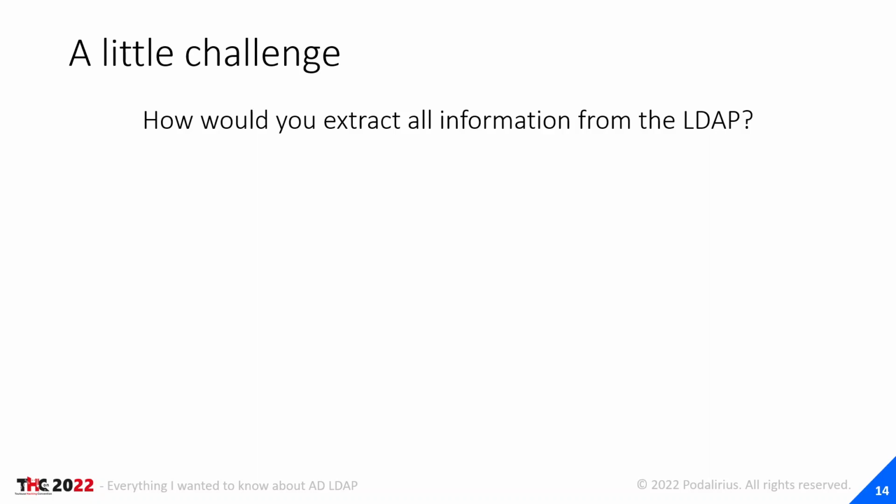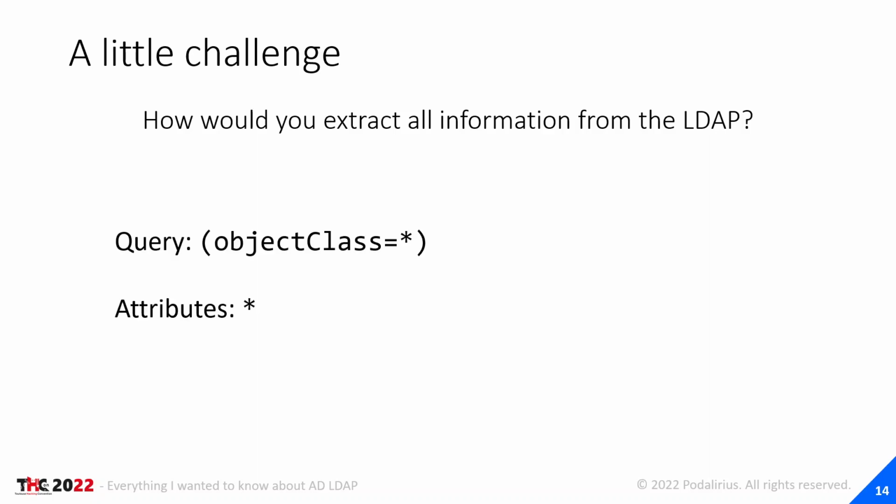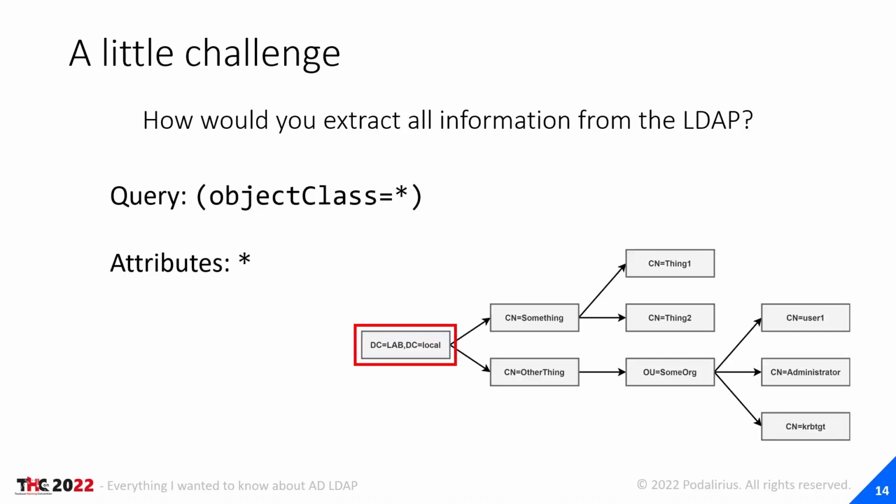The first thing we can think about is to perform a query with object class equals to star, which is a wildcard matching every type of object. And we are going to select every attribute, so a wildcard too. So if we are doing this query in a subtree starting from the root object of the domain, the DC equals lab, DC equals local, we are going to select all the objects, and therefore we are going to dump everything from the LDAP, right? Well, let's try it.